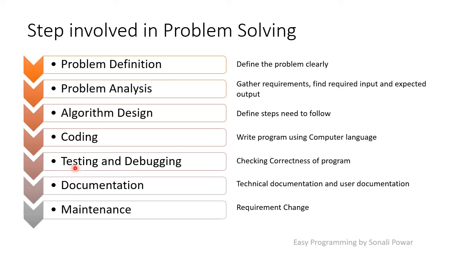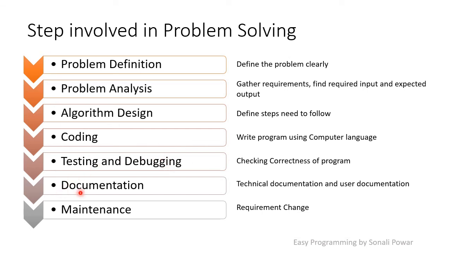Now the next step is testing and debugging. In this step, I am checking the correctness of my program, means whatever solution I just found, whatever program I have written, whether it is correct, whether it achieves my goal, I am checking that in testing. What is meant by debugging? Debugging means I am checking errors. Is there any syntax error or any logical error? I will try to find out that error and try to solve that error. That comes under debugging.